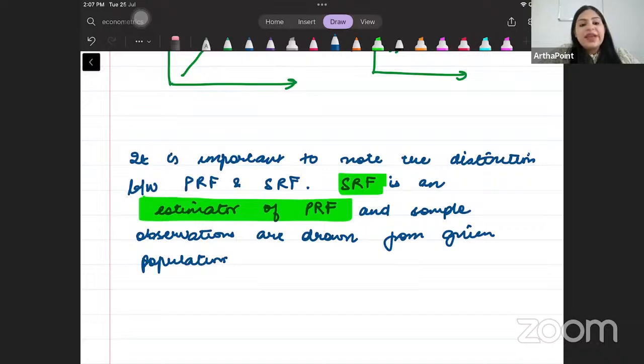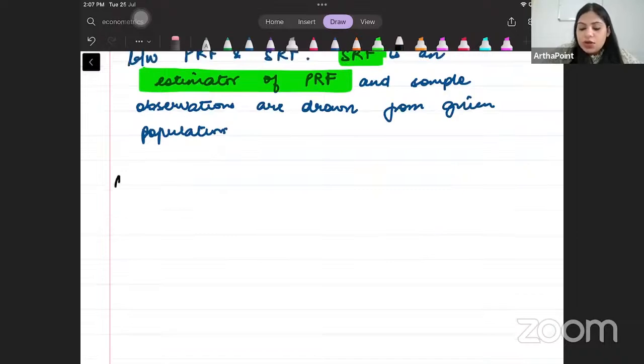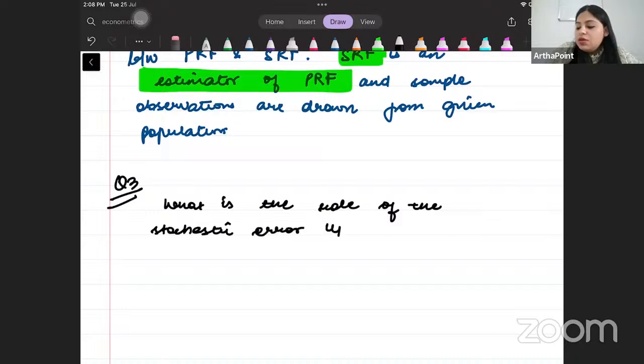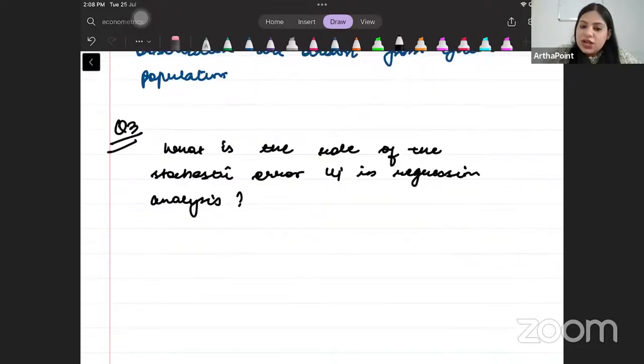Now what I want to do is the next question. So question number 3 of Damodar Gujarati. Let us write down that question now, beta. Okay, so what is the third question saying? It is saying, what is the role? Please go back to the book Damodar Gujarati, that's the book that we use for econometrics. And this is the third question. What is the role of stochastic error ui in regression analysis?